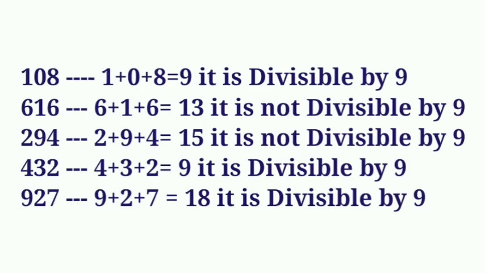Here are your answers. 108. If you add the digits, it is divisible by 9. Similarly 616. Here you are getting 13, so it is not divisible by 9. Next you are getting 15. It is also not divisible by 9. Next you are getting 9 and 18. Both are divisible by 9.